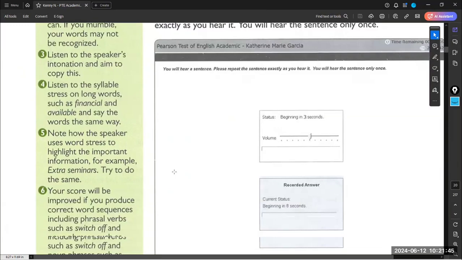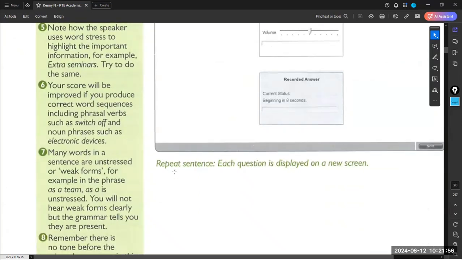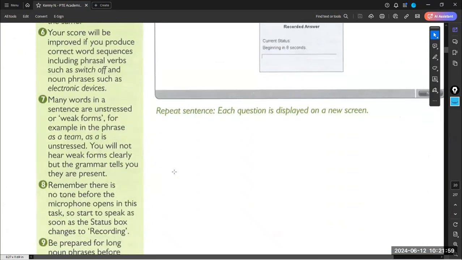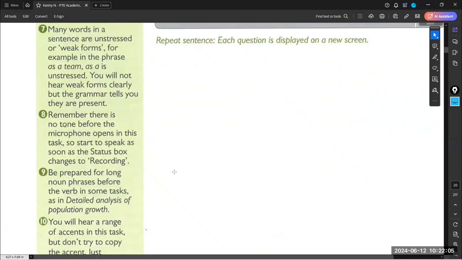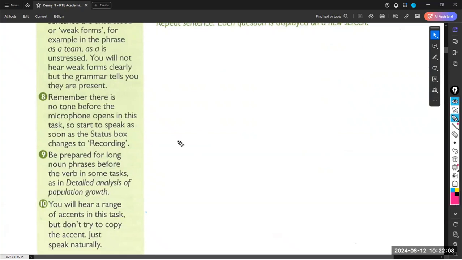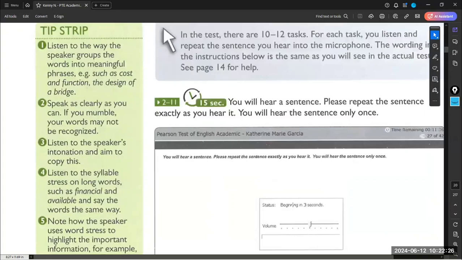So let me check if we have something. We have to try to do the same. Your score will be improved if you produce correct sentences, and include phrasal verbs. Okay, we have to discuss that. Many words, stress. This is about verbs and nouns. Remember, there is tone before. Okay. Be prepared for long nouns. Absolutely. The speaker is going to stress nouns, and the verbs in some tasks are not going to be said clearly. Okay, this is it. There is nothing that important in the exercise. Now I think it's the time to practice.